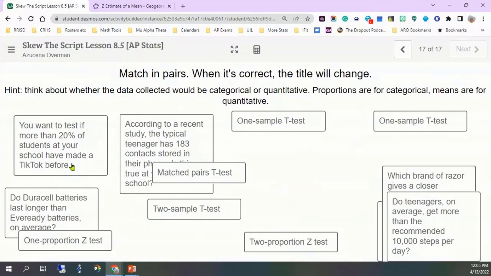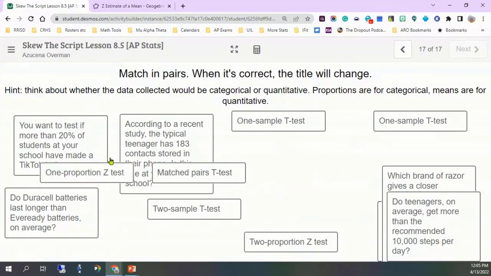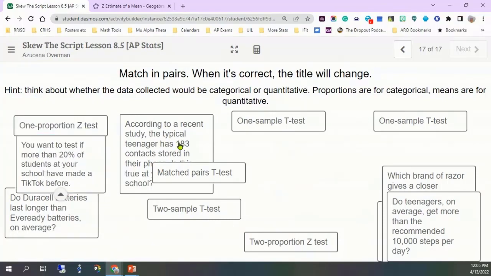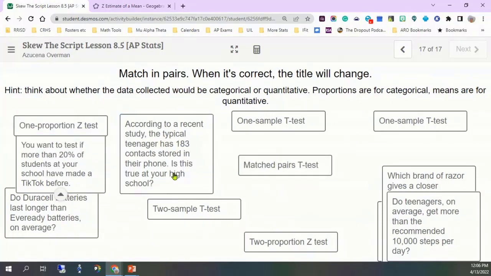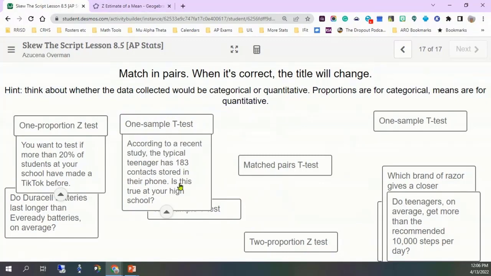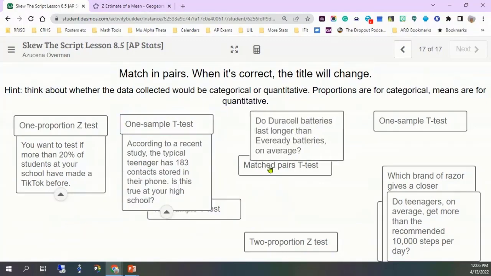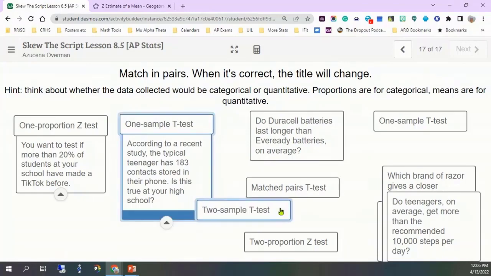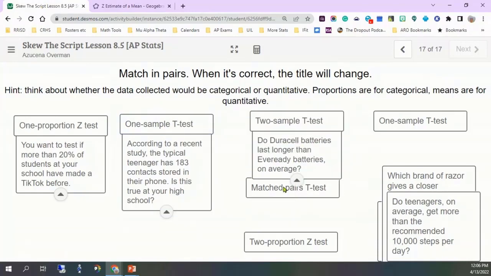Yeah. You want to test more than 20% of your students at your school have made a TikTok. That's a 1 proportion z-test. According to a recent study, the typical teenager has 183 contacts stored in their phone. So that's an average. So we do that one. Do Duracell batteries last longer than Eveready? So that's an average. That's called a 2 sample t-test. We'll actually do that next class.